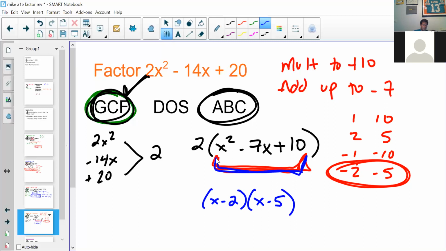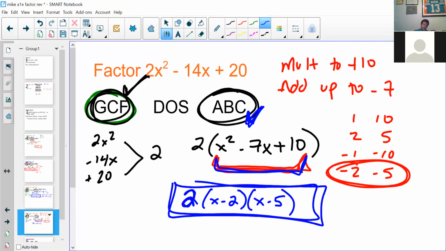But, and this would be the one spot where I think a lot of people mess up from time to time, don't forget that GCF. We want to have that GCF in front. We spent that time earlier working on it. Let's not forget it. So as factored as possible here, we had the GCF and the ABC method involved. Our final simplified factored form would be 2 times the quantity x minus 2 times the quantity x minus 5. That's as far as we can go with factoring for this particular problem.